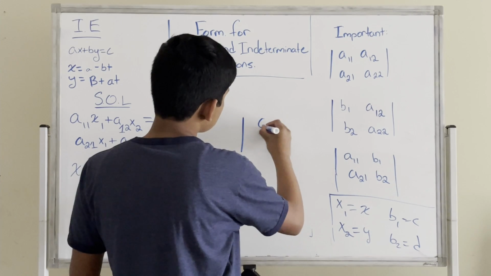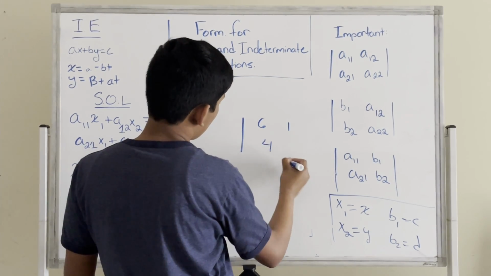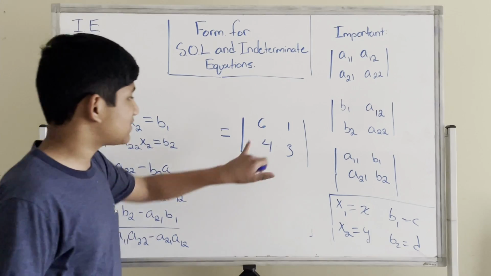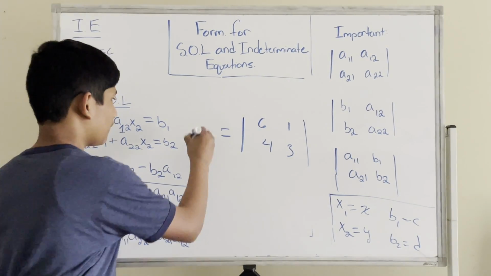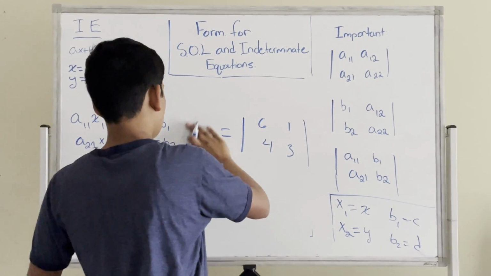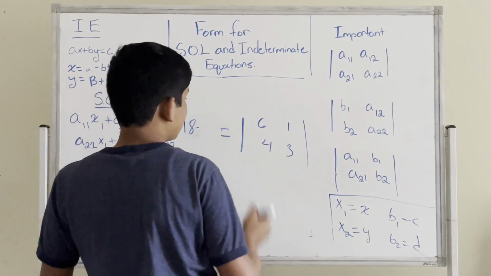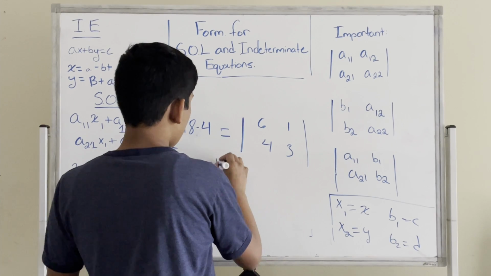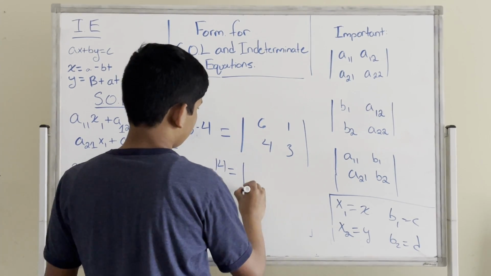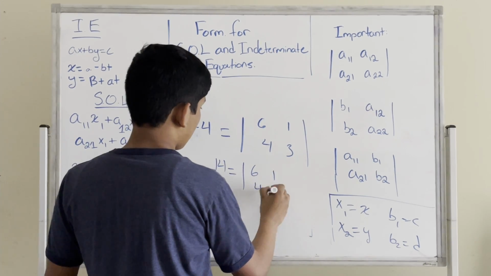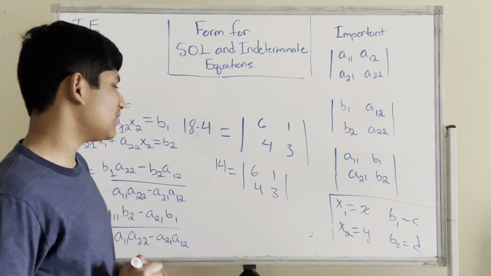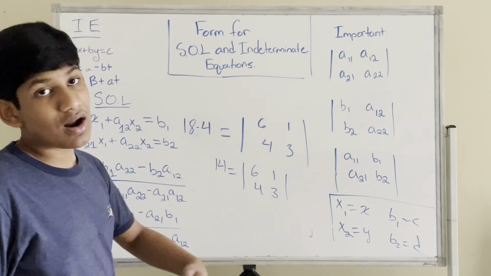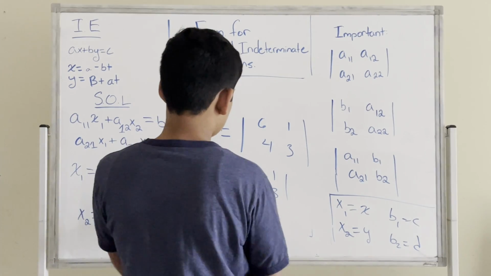So let's say we have 6, 1, 4, 3. To calculate the determinant, we would have 6 times 3, which is 18, subtract by 4 times 1, that's going to be 4. So we get 14 equal to 6, 1, 4, 3. Because we have 6 times 3 is 18, 4 times 1 is 4. 18 minus 4 is going to be 14. This is going to be the determinant of this matrix over here.